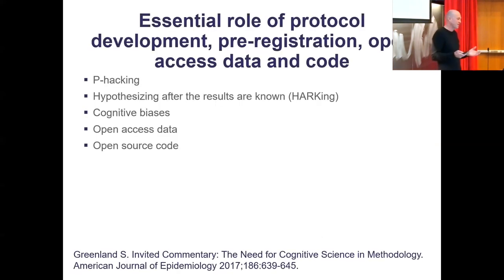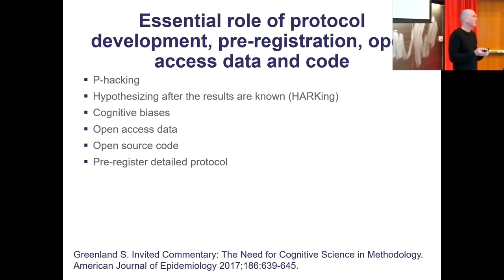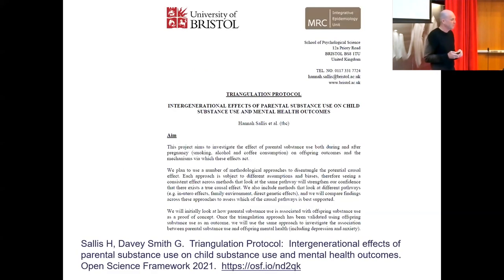There has to be open source code. Because, again, the way one does the analysis can lead to different results, as we know from studies that have been done providing the same data set to different people. So open source code is essential too. And you need to pre-register, in my view, a detailed protocol. As I say, that protocol doesn't have to specify exactly what you're going to do. That's why you'd use data up to a particular point in time, but it needs to have objective descriptions of what code will be used.